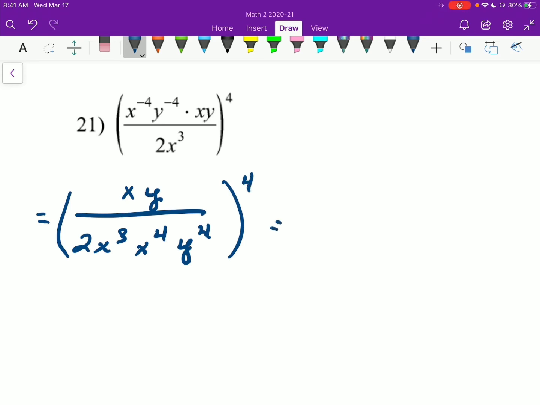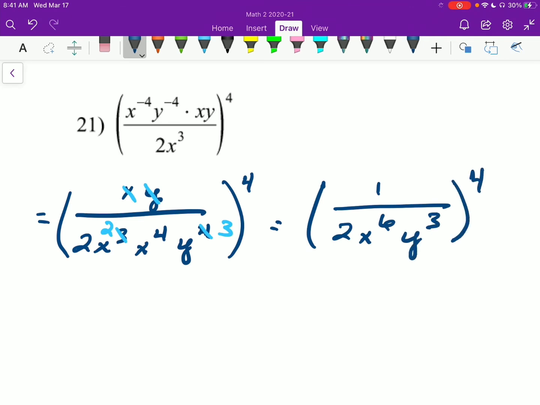Now I'm going to simplify my denominator together. And while I simplify, I'm going to cancel out an x and a y from the top and bottom, right? So I'm going to cancel this x, and we'll maybe change this to a 2. Cancel this y, and we'll change that to a 3. So this will be a 1 on top, and it'll be 2x to the 6th, y cubed, all to the 4th.